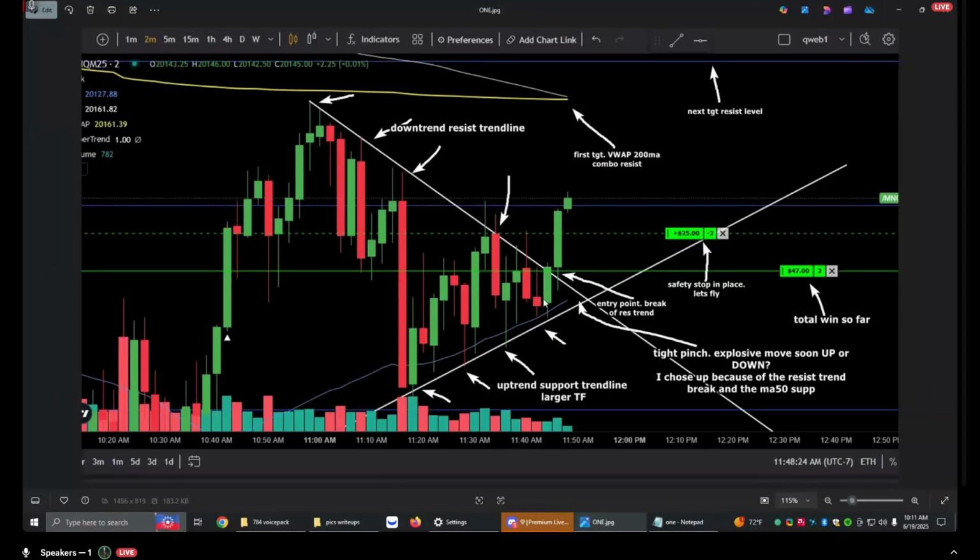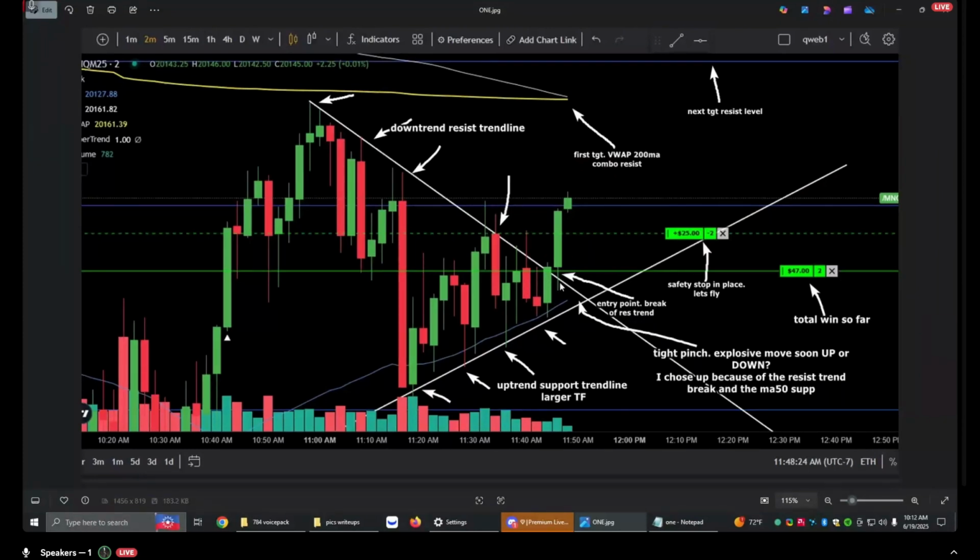What I'm waiting for, and this is how you practice being patient, is waiting for the right setup, waiting for the play. You don't want to get in something too early, too soon. You want to wait for it to match your plan. So, uptrend support trend line identified. Downtrend resistance trend line identified. We're going into the pinch. Entry point, break of resistance trend line. So this candle opened above, and that tells me that we have broken this.